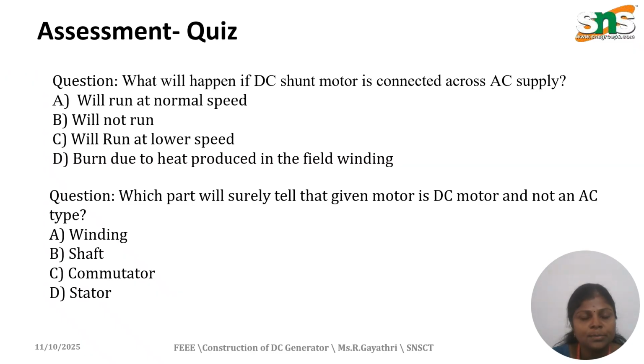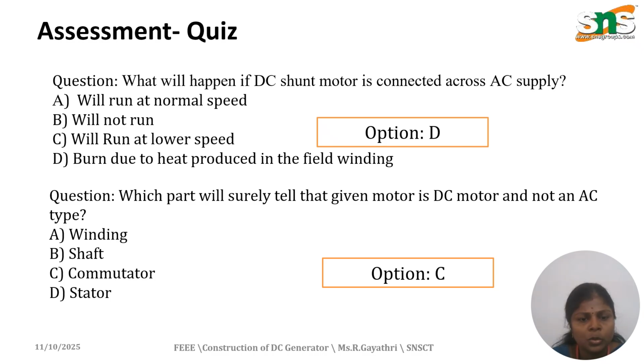Coming to the assessment questions on what we have discussed in the DC motor topic. First question: what will happen if a DC shunt motor is connected to an AC supply? The options are: will run at normal speed; will not run; will run at lower speed; and the fourth, burn due to heat produced in the field winding. The option D could also be burn due to the heat produced in the pole and pole shoes.